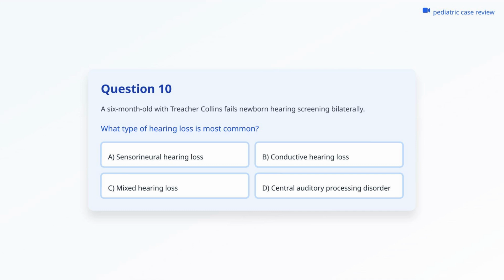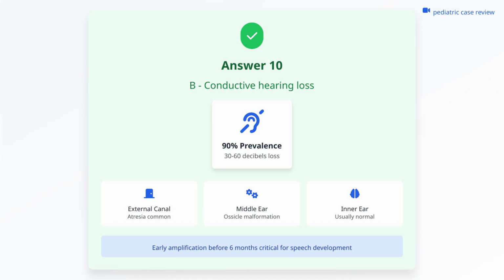Question 10. A 6-month-old with Treacher Collins fails newborn hearing screening bilaterally. What type of hearing loss is most common? Option A, sensorineural hearing loss. Option B, conductive hearing loss. Option C, mixed hearing loss. Option D, central auditory processing disorder. Identify the predominant hearing loss pattern. The correct answer is B.